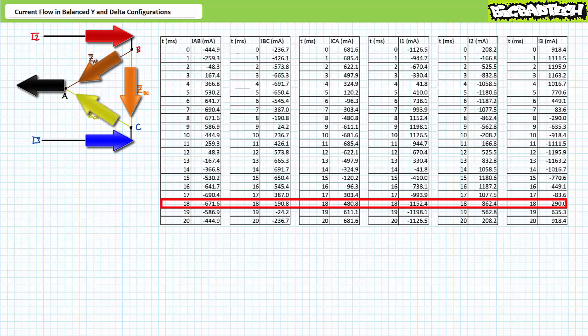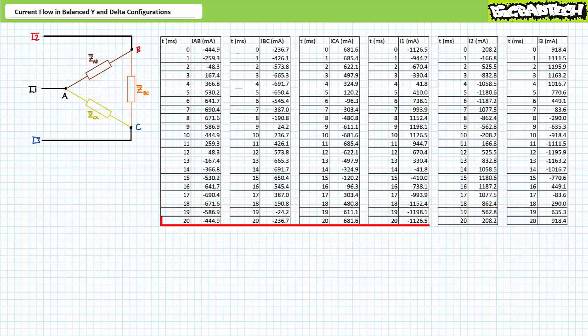1,152.4 milliamperes of current leaves node A, 862.4 milliamperes of current enters node B, and 290 milliamperes of current leaves node C. Finally, at t equals 20 milliseconds, the process again repeats itself. As previously, take a moment to think about what happened for the full cycle.